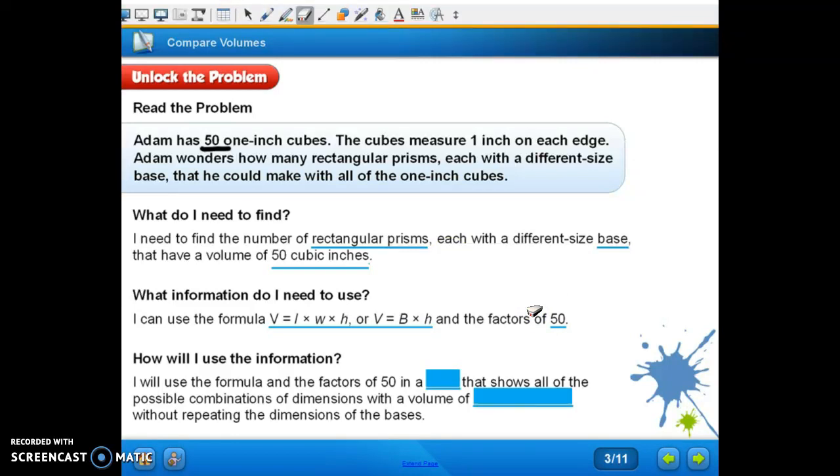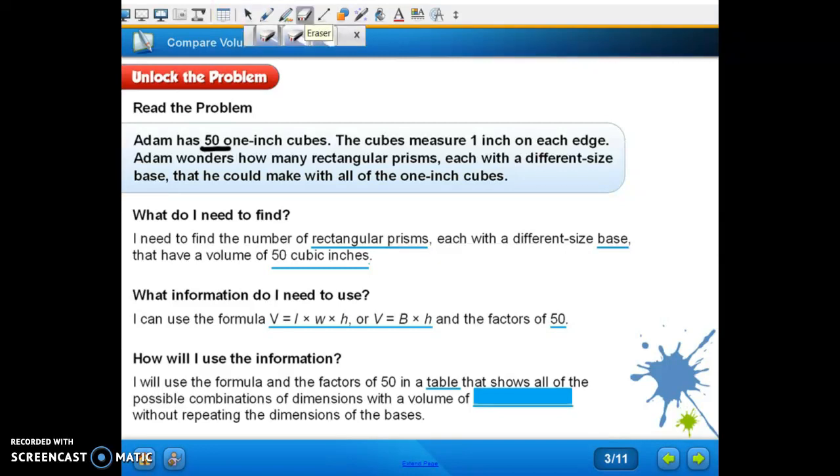How will I use this information? I will use the formula and the factors of 50. What are the factors of 50? Tell me some factors of 50. 10, 5 and 2, 1 and 50. Anything else? 25 and 2. Okay.